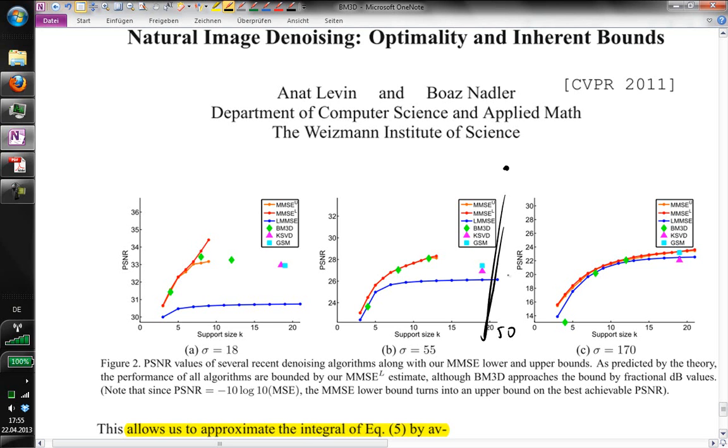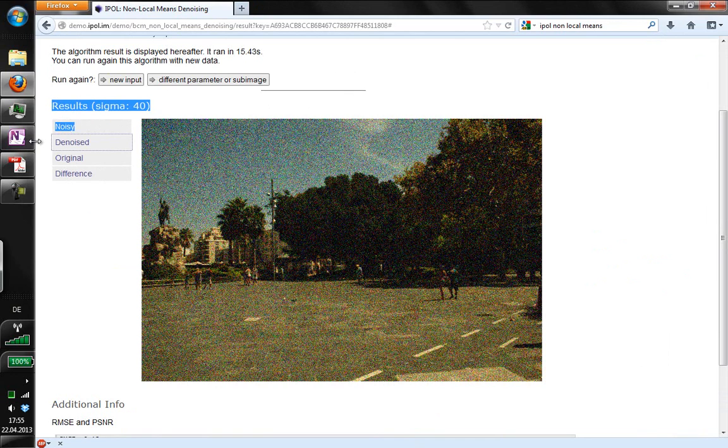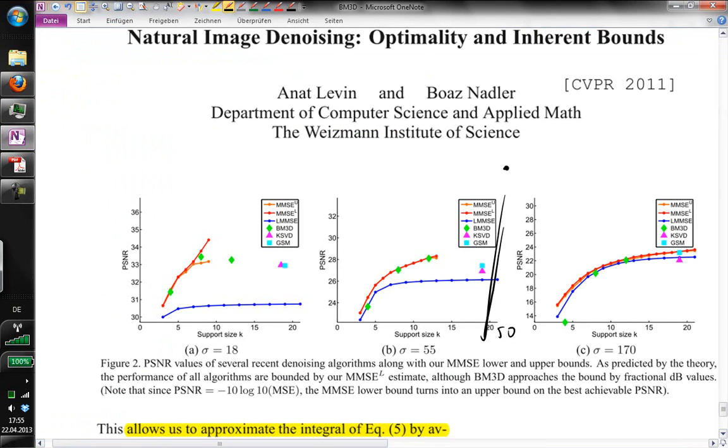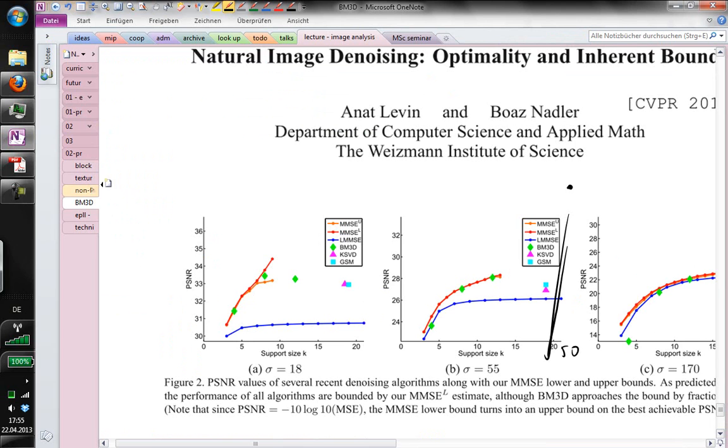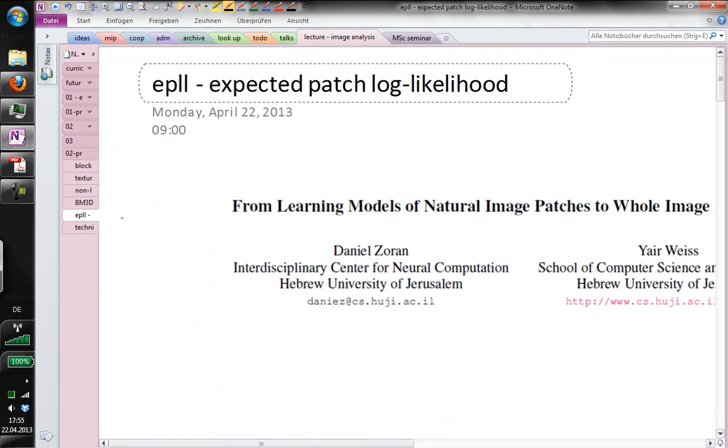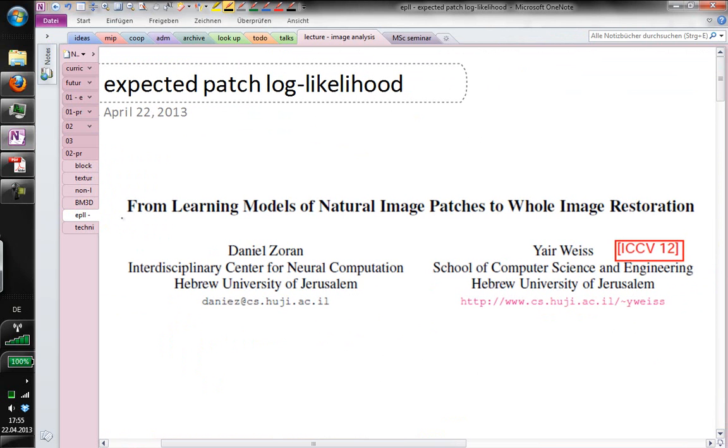There's another interesting piece of work that I don't have time to talk about. If you have really caught fire, then I encourage you to look at this paper by Daniel Zoran and Yair Weiss from last year. I will not explain what's in it.